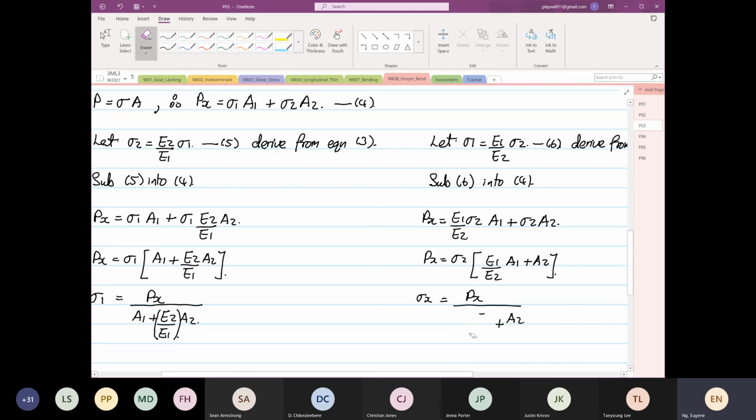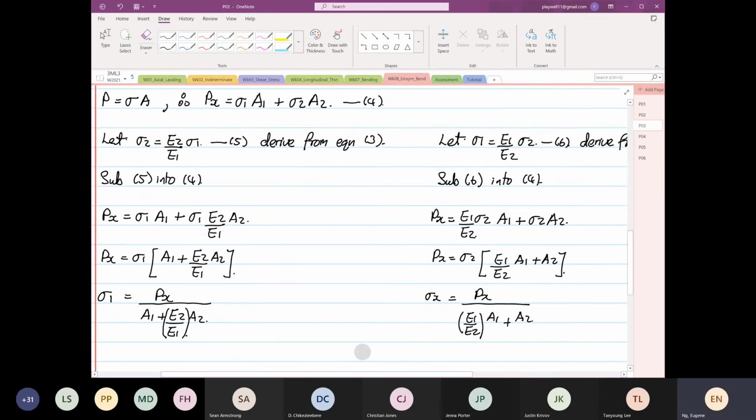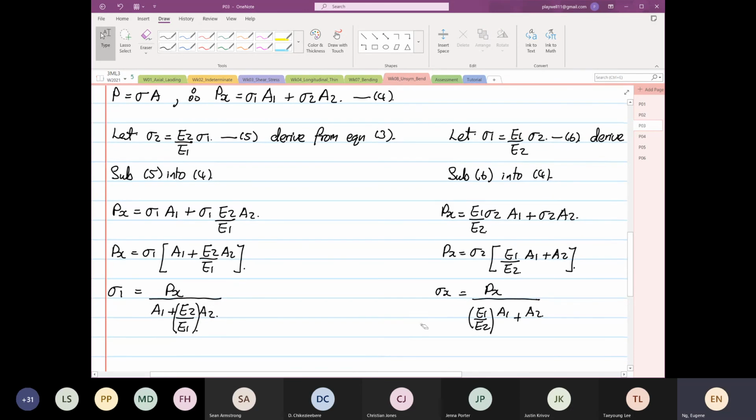Hey, come on, standardize it. Eugene, write this properly. So this is E1 over E2 multiplied by A1. Sorry, stress 2. So this is Px, this is still Px, and this is stress 2.